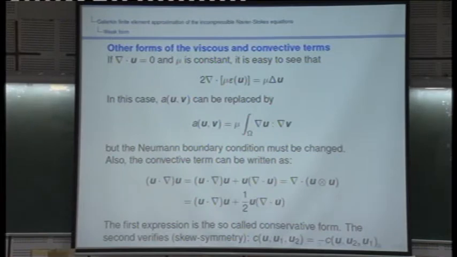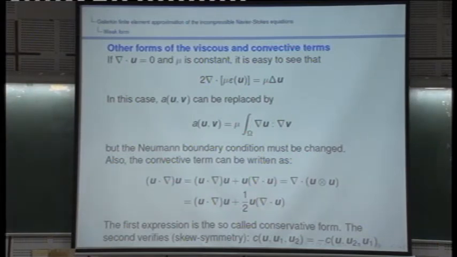The boundary conditions have to be changed. What about the convective term? It turns out, since the divergence of the velocity is 0, to that convective term we could add either the divergence of the velocity times u, or 1/2 of the divergence of the velocity times u. We could add any of these because the divergence of u is 0.